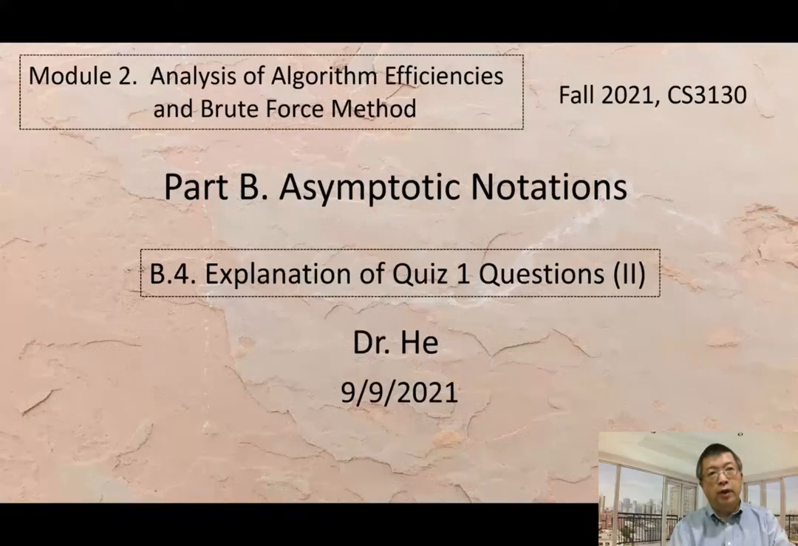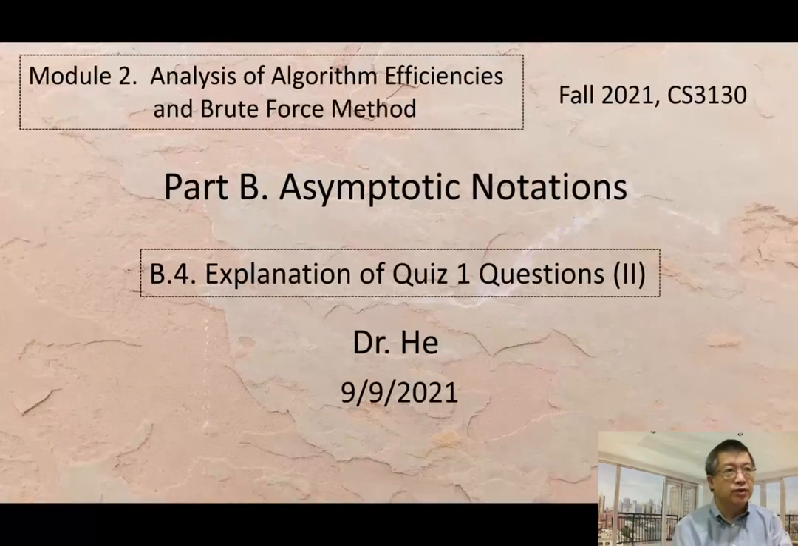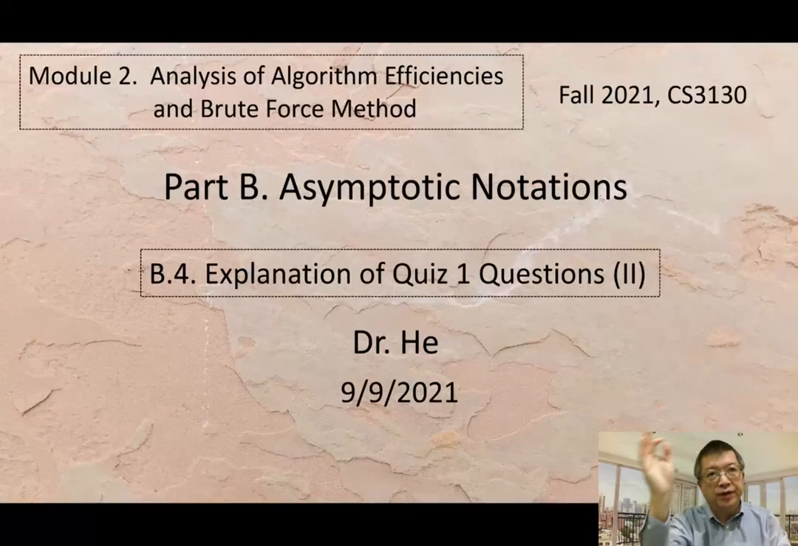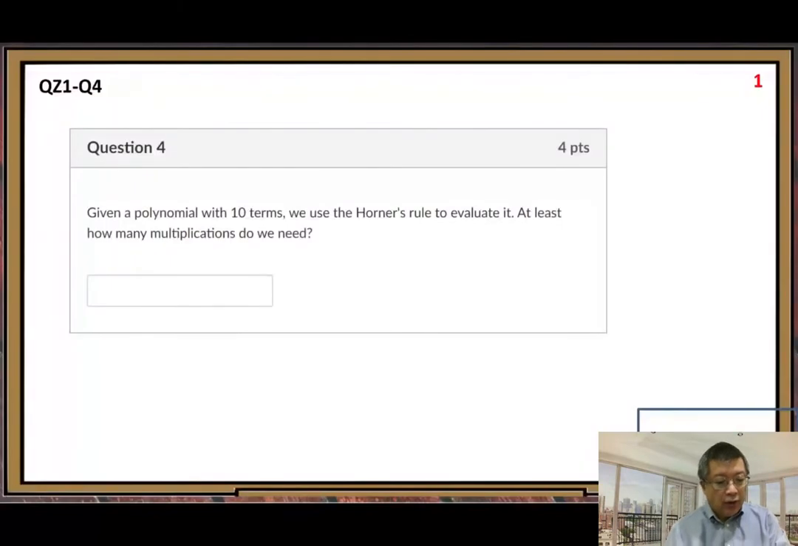Point 4, quiz explanation part 2. Another 3 questions: question number 4, 5, and 6. Question number 4: given a polynomial with 10 terms. What are those 10 terms? We don't know. We only know there are 10 terms.